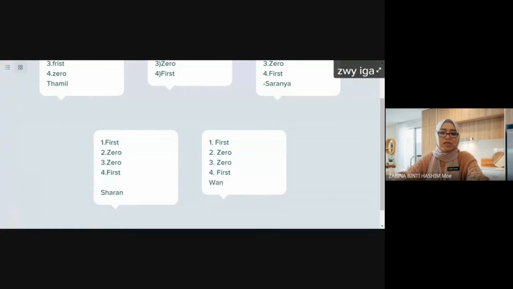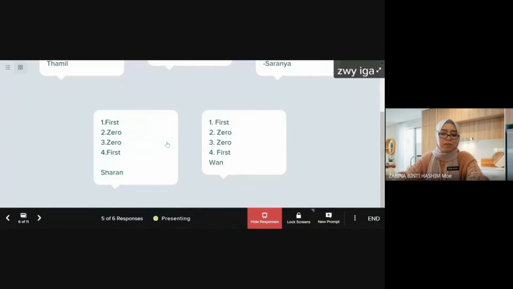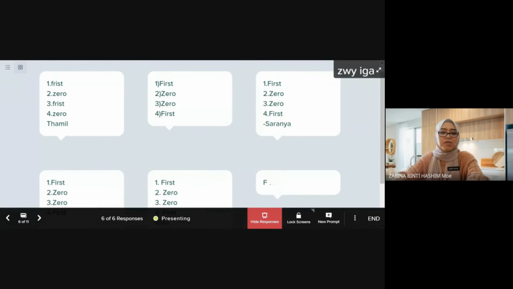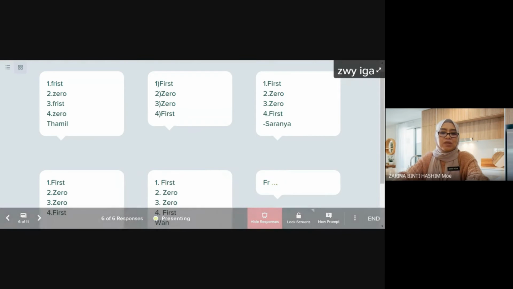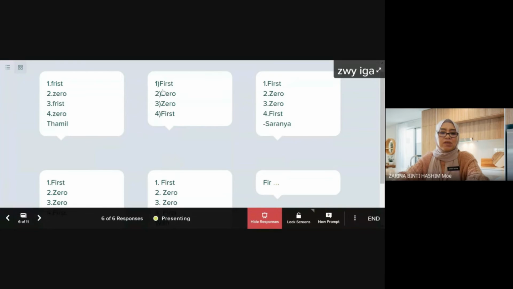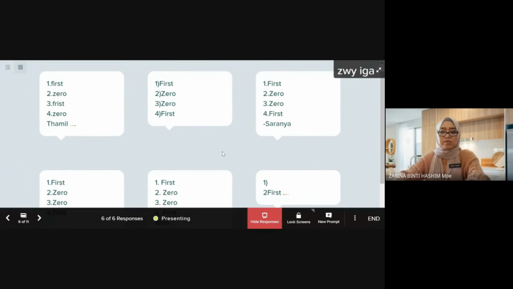Let's discuss together. The first one. Which conditional? Tamil, how do you spell first? You spelled first wrongly. Look at this one. This is the correct spelling for the word first. Tamil, please do the changes now. First. Okay.